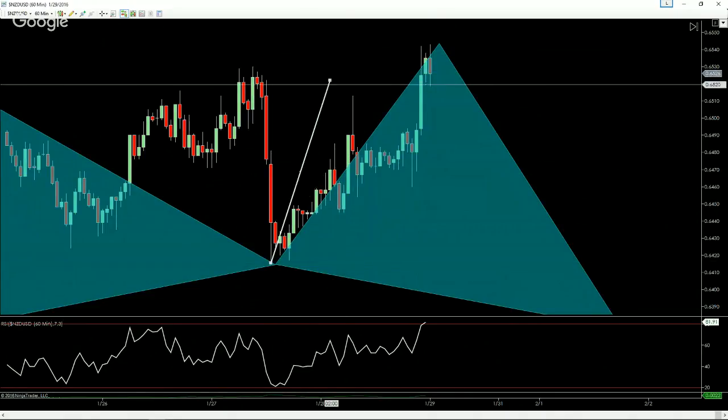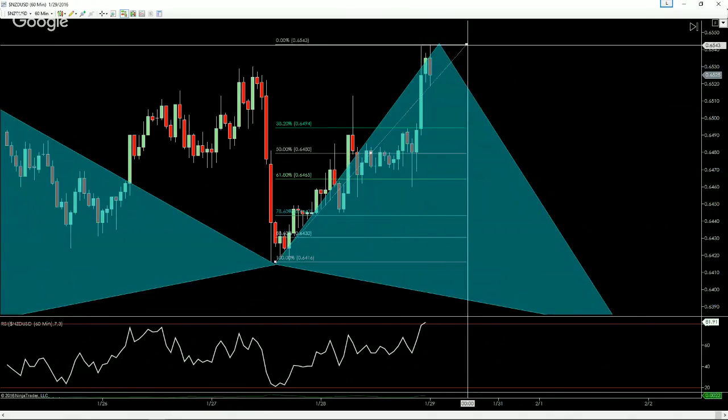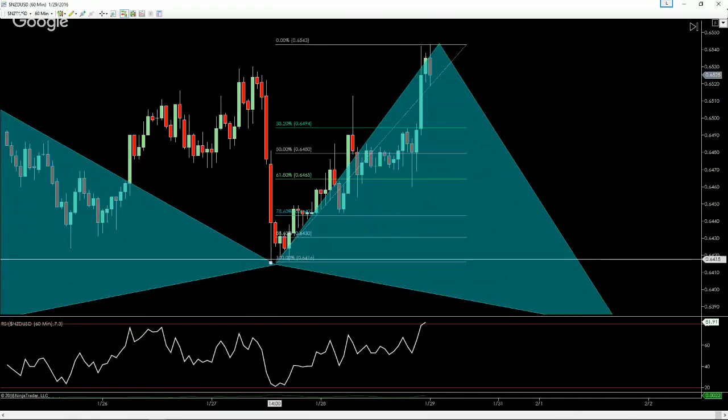All right, the 60, we could potentially also have a bull cipher right here. It's going to be a little bit smaller.